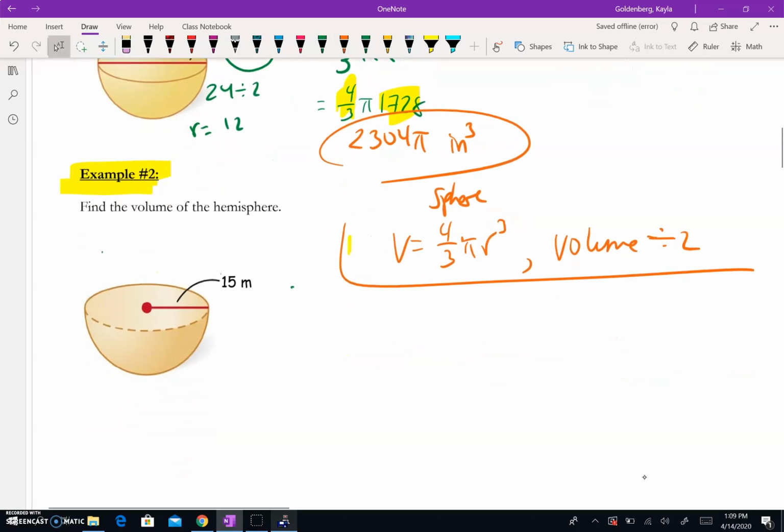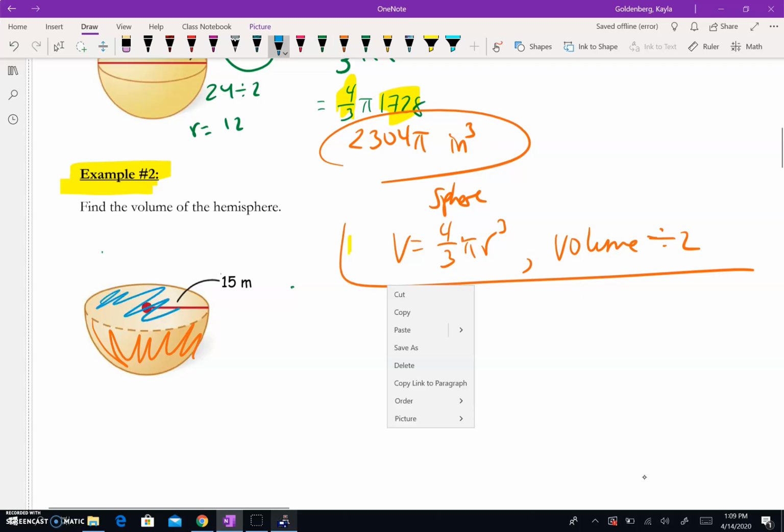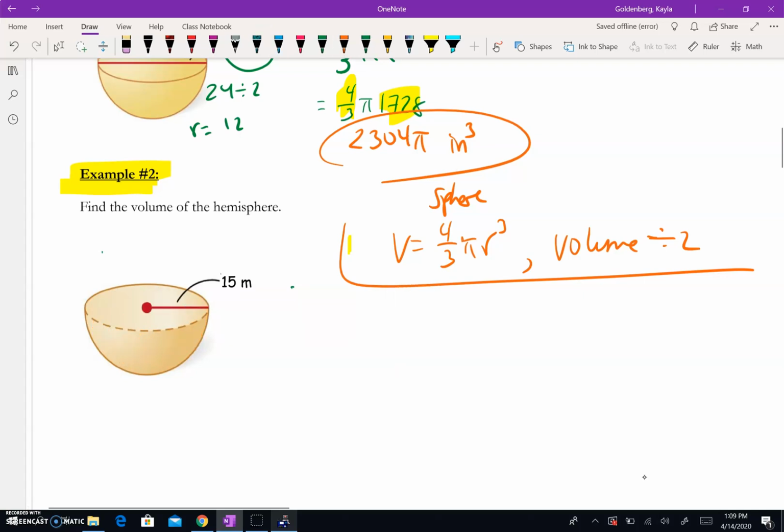Notice this one for the volume, it's actually a little bit easier than surface area. For surface area, you would have to take half of the surface area to get just the outside bit, but you would also have to take into account the area of the circle. So it's a little bit easier because there's only really one step for volume. It's just cut it in half. So the volume of my sphere is 4/3 times pi times the radius of 15 cubed.